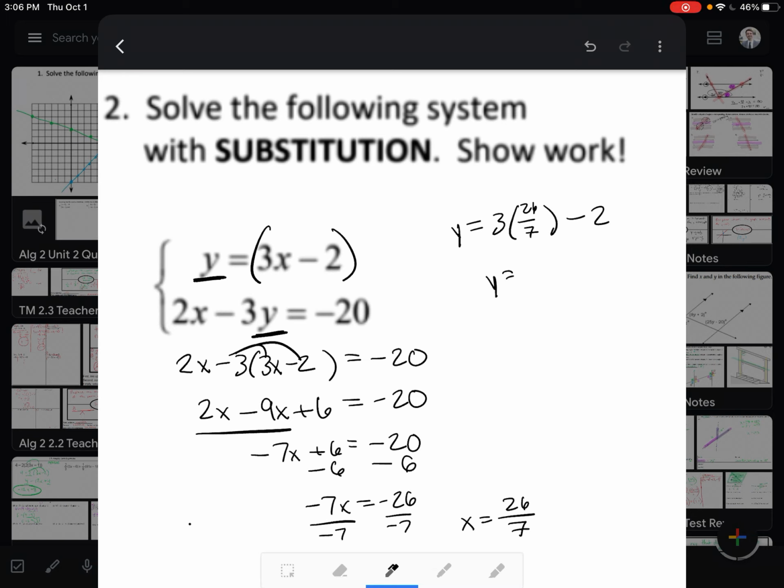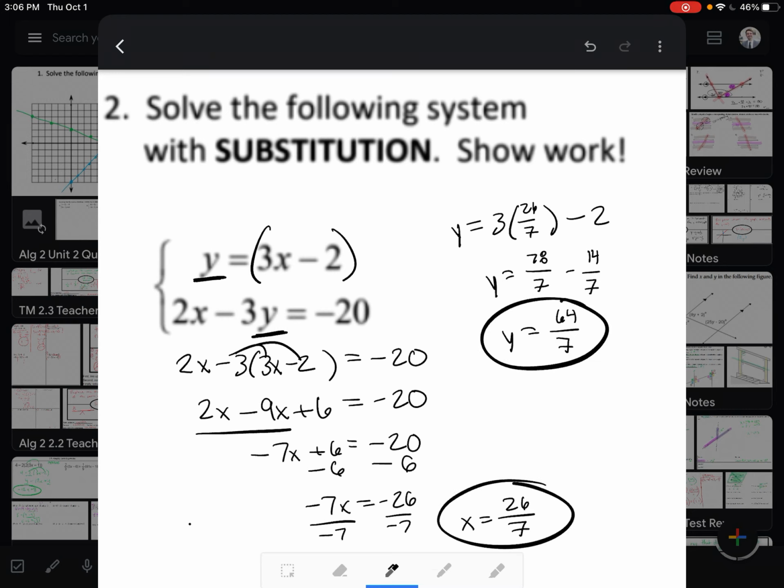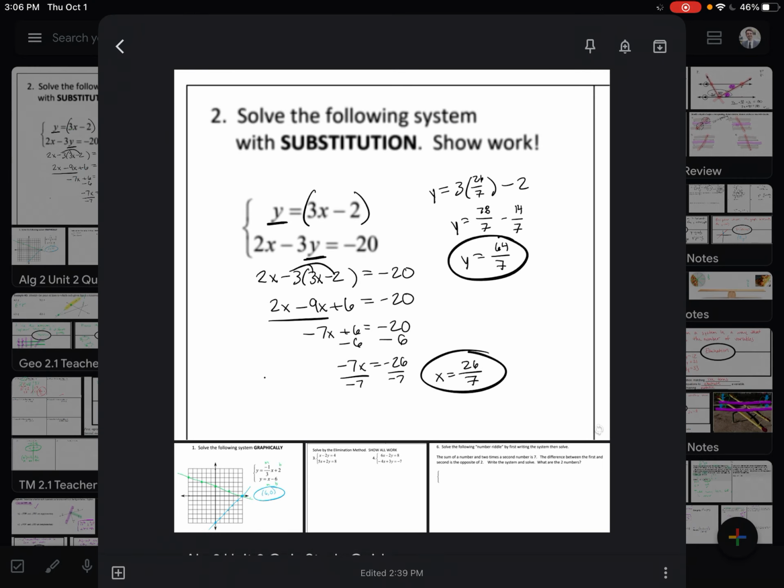All right, so we're going to see here y equals 26 times 3 over 7 minus 2. So that's going to get us to 78 over 7 minus 2, or 14 over 7 if we're going for common denominators here. It's going to lead us to a final answer of 64 divided by 7. So there's our two values. We do have some fractions here, but keeping things accurate, keeping things with common denominators before we're doing anything else, is going to help us get to our final answer.